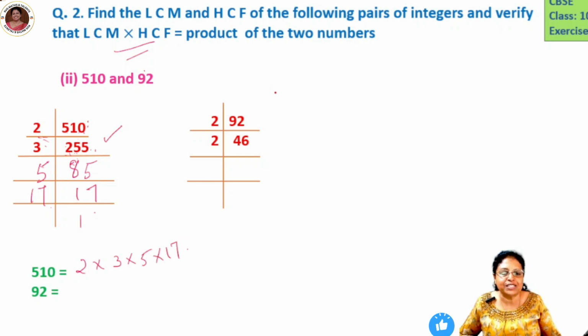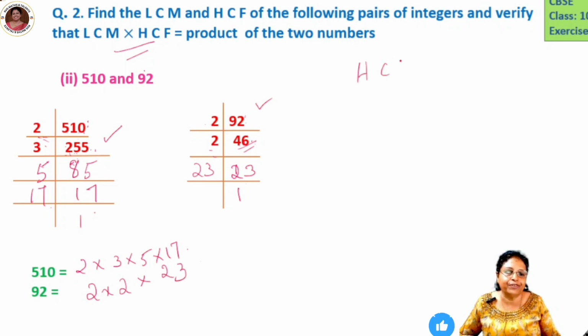Then come to the next question. 92 is divided by 2, you will get 46. Again 46 is divided by 2, you will get 23. 23 is a prime number. 23 is divided by 23, you will get 1. So here we can write 2 times 2 times 23.